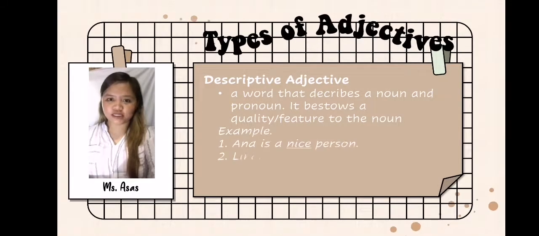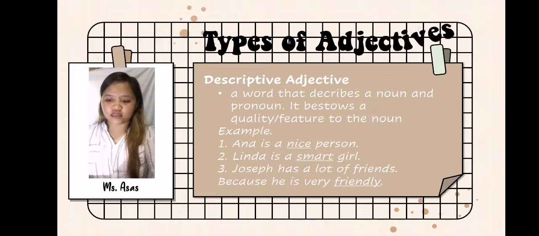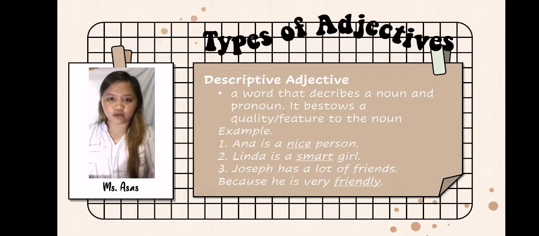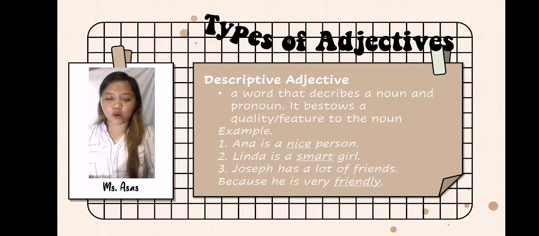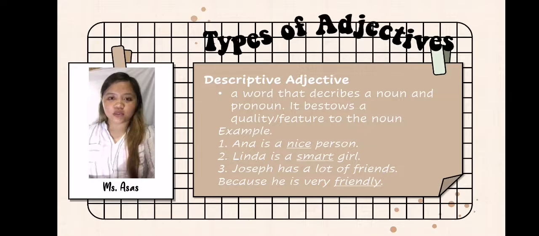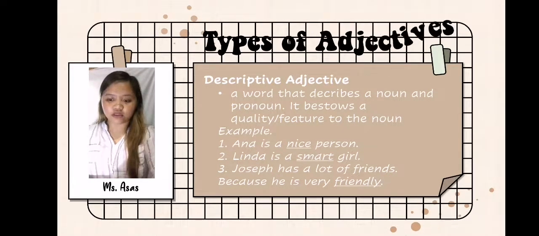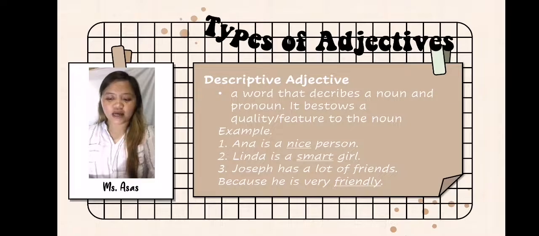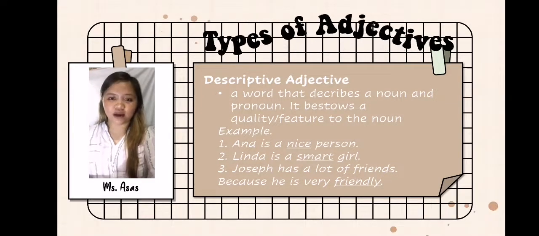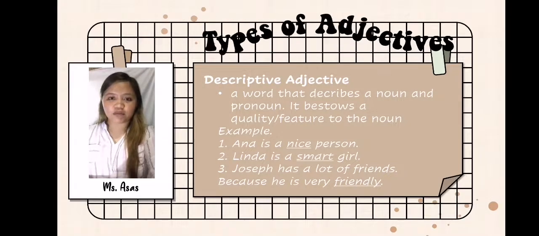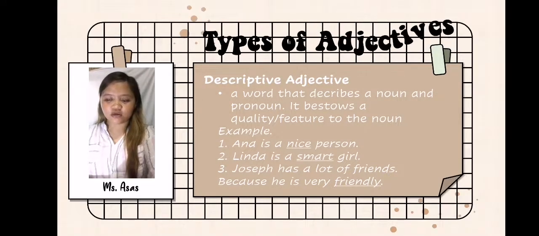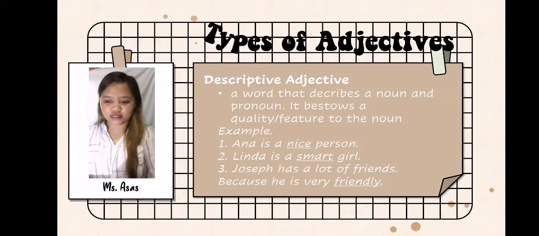The descriptive adjective is the word that describes a noun or a pronoun, that is the quality or the feature of the noun. So when we say descriptive, dinidescribe niya ang isang tao o ang bagay, hindi lang tao. So katulad ng noun, alam naman natin ang noun. The example of this is: Anna is a nice person. So Anna is a noun and nice is a descriptive adjective. We have a lot of descriptive adjectives like beautiful, ugly, smart, gorgeous, friendly, happy, and sad.